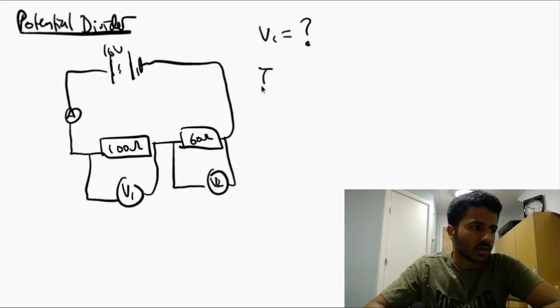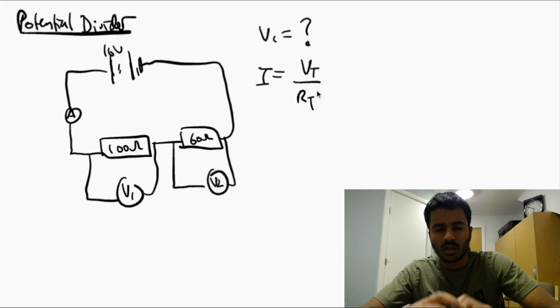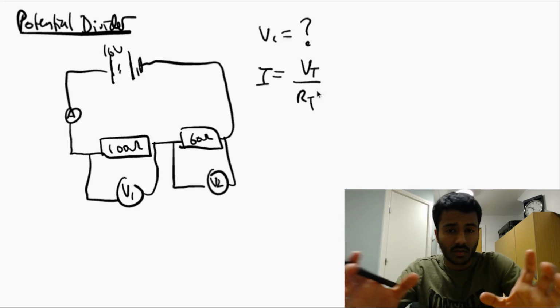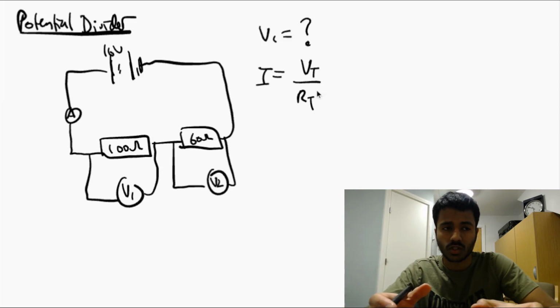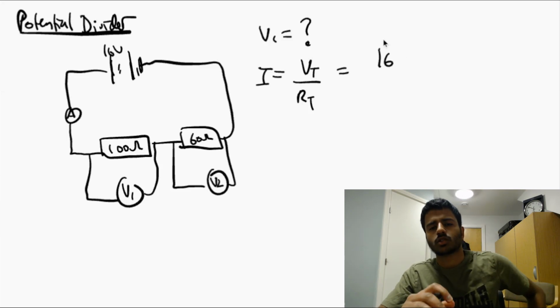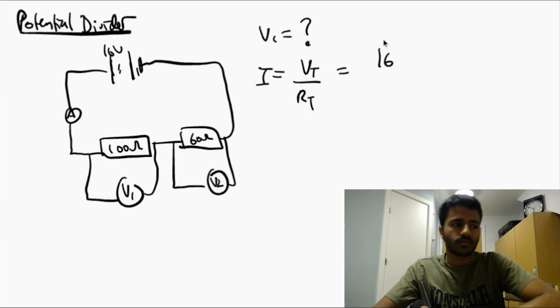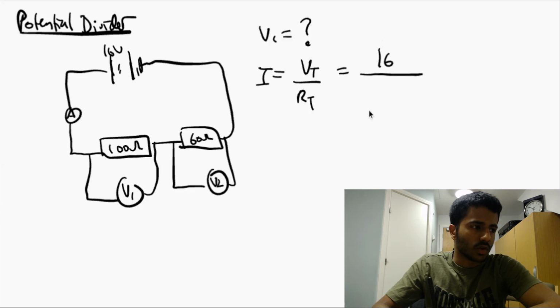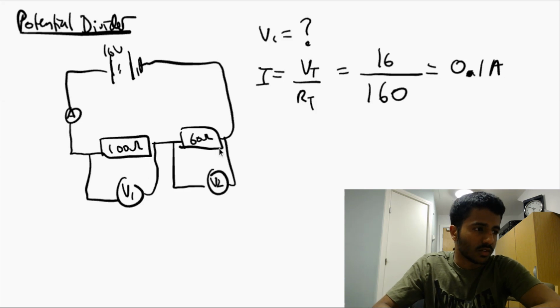So I is equal to Vt over Rt. Remember, we have to use the total. We're only given the total voltage, so we have to use the total resistance, which is just a linear combination of the two. So that's 16 over 160 in total. Let's ignore the units for now. When you're doing the calculations, it's probably best not to put the units in the equations. So that's 0.1 amps. Then if I wanted to find V1, I could say V1 is equal to I times R1.